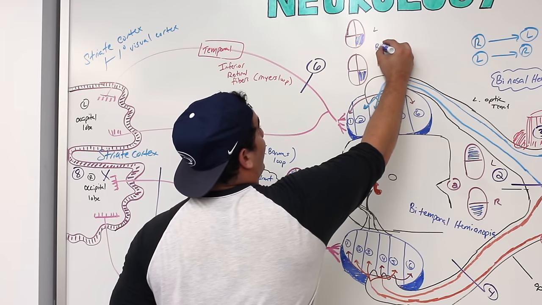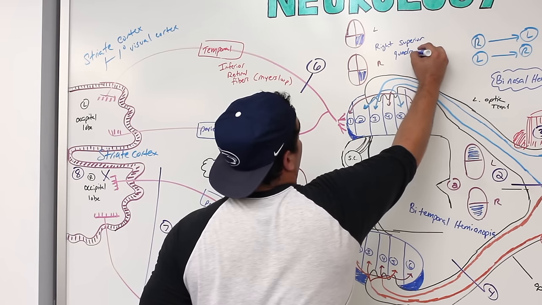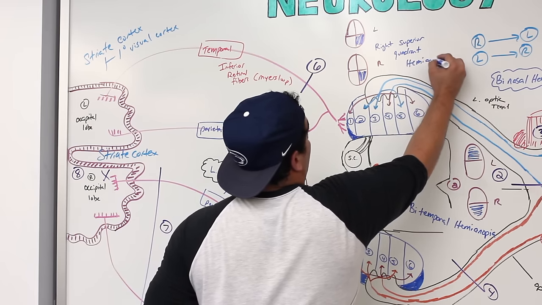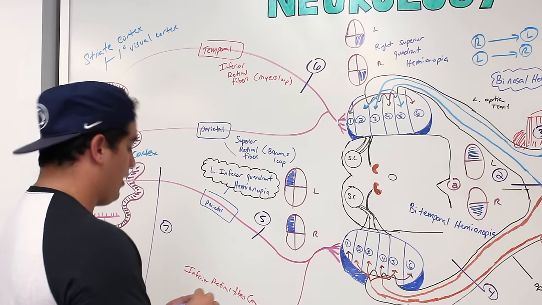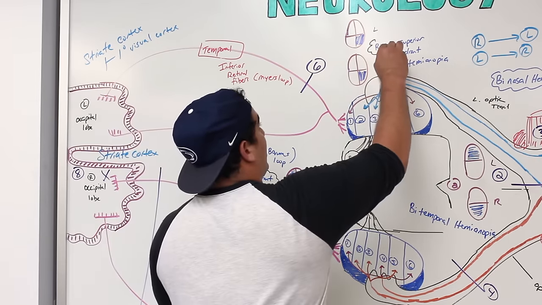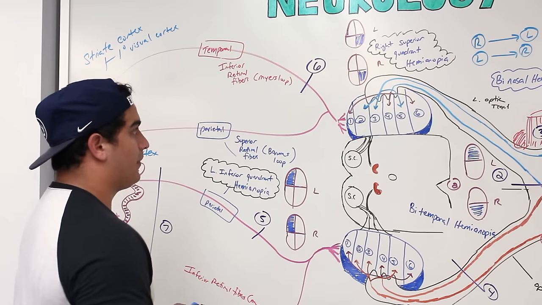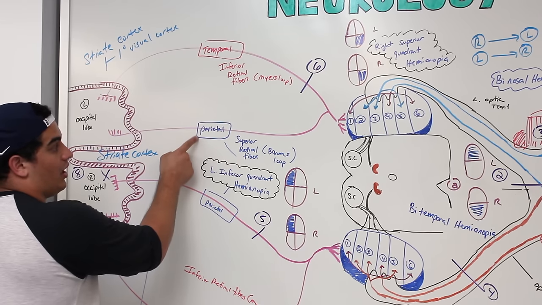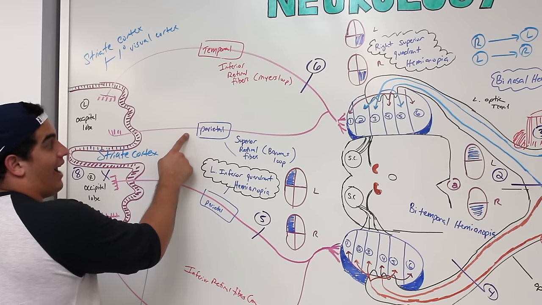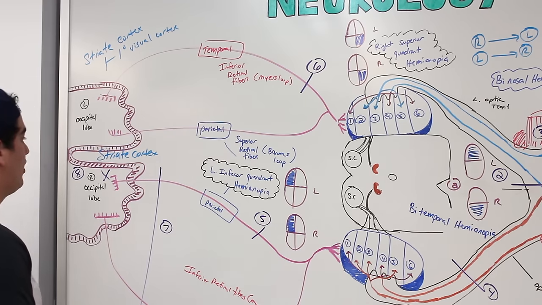This is called right superior quadrant hemianopia. Okay, that's that one. So right superior quadrant hemianopia. And if you get this one, then you should be able to get the same thing if I damaged the other side. It would just be the exact opposite. Then it'd be left superior quadrant hemianopia. If I damaged the superior retinal fibers on the left side, then I'd have right inferior quadrant hemianopia. It's the same thing.